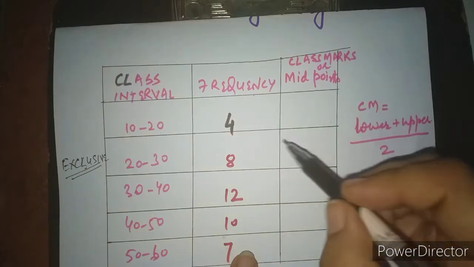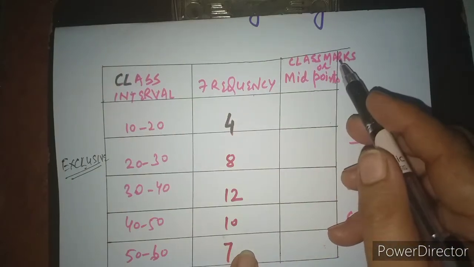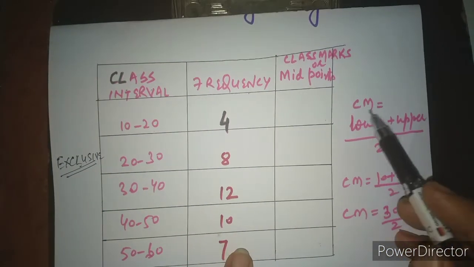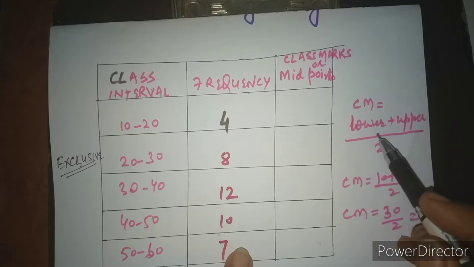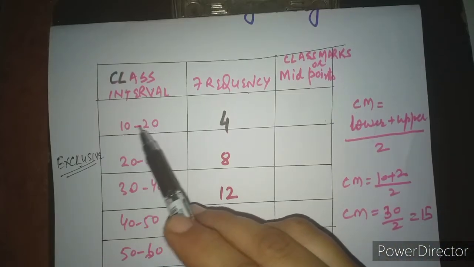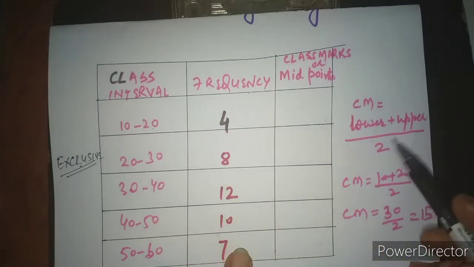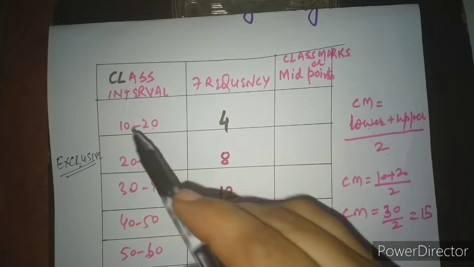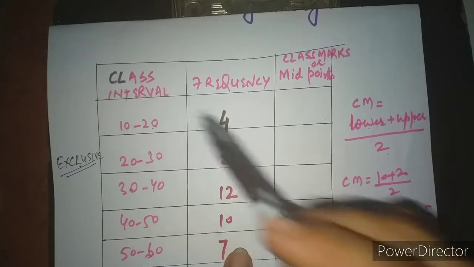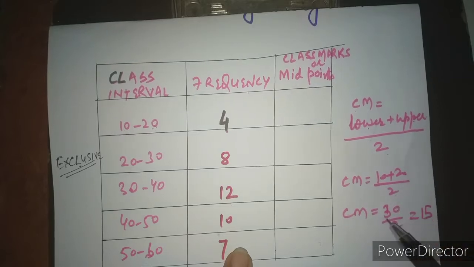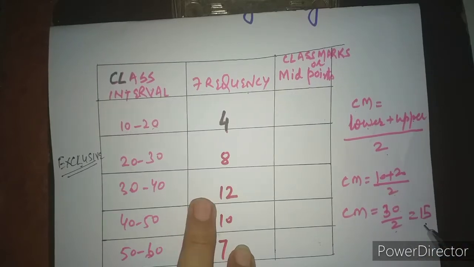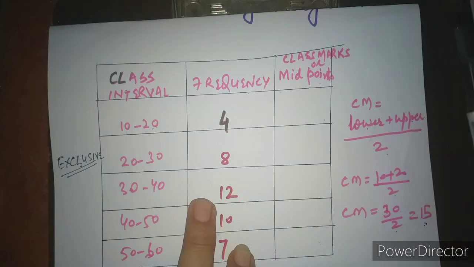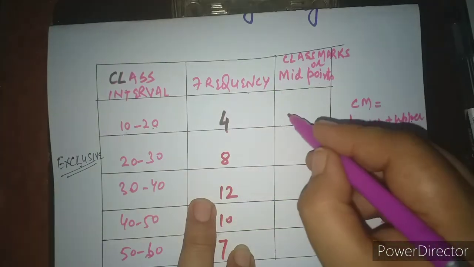So what is the meaning of class mark? You might remember, but some may have forgotten, so for those I am clarifying here. Class mark or the midpoint is actually the average of our class intervals. Class interval has an upper and a lower limit. So we add the lower and upper class limits and divide by 2. For the first, 10 plus 20 is 30, and 30 divided by 2 gives 15, right? So the class mark of the first class interval is 15. I will write here 15.